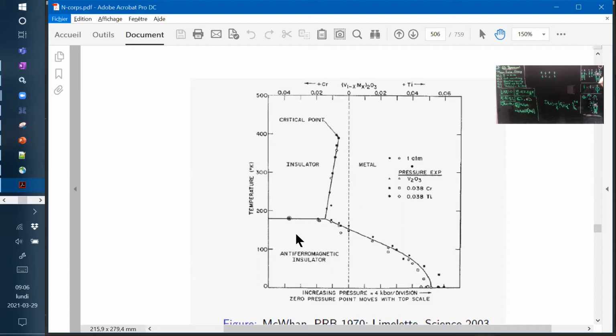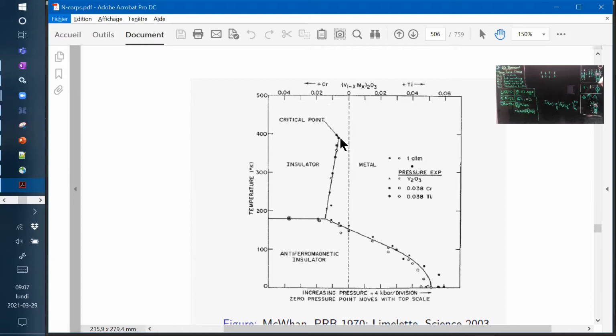But you see that in this region, if you go above the transition temperature for the antiferromagnet, you get an insulator. And it's a paramagnetic insulator. In other words, there's no long-range order here. It's just this half-filled band, but insulating. And it's adiabatically connected to the metal.